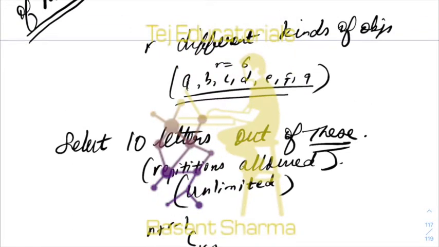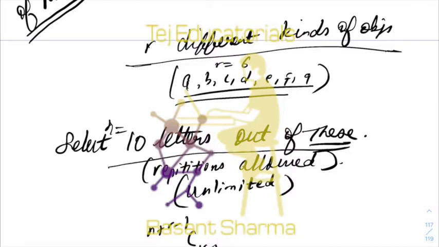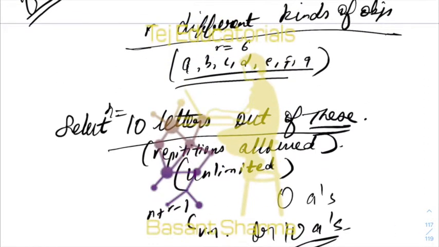We already did this. So we have r different kinds of objects, and we want to select n equal to 10 letters out of these, with repetitions allowed and unlimited copies available. So you can take 0 A's, or you can take a maximum of 10 A's also. In the case when unlimited copies of each letter are available, your answer is this, and we derived this also. If you don't remember that, then I would suggest that you go back and watch the previous lecture and see the derivation also.